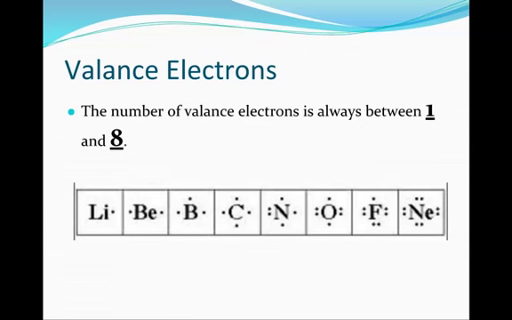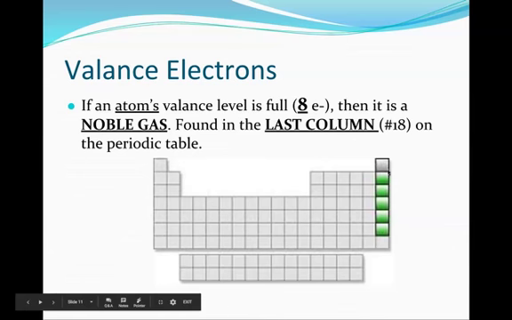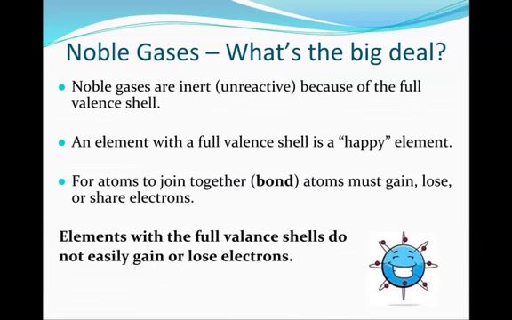The number of valence electrons is always going to be between 1 and 8. We'll see that an atom with a full valence shell, having 8 electrons, is a noble gas, and those are in the last column on your periodic table. And again, that's specifically with neutral atoms. When we get into ions, that will change. So one little thing just to keep in mind, because it's going to come up all year, and this isn't in your notes, so just listen for a second: noble gases are unreactive because they have a full 8 valence electrons.